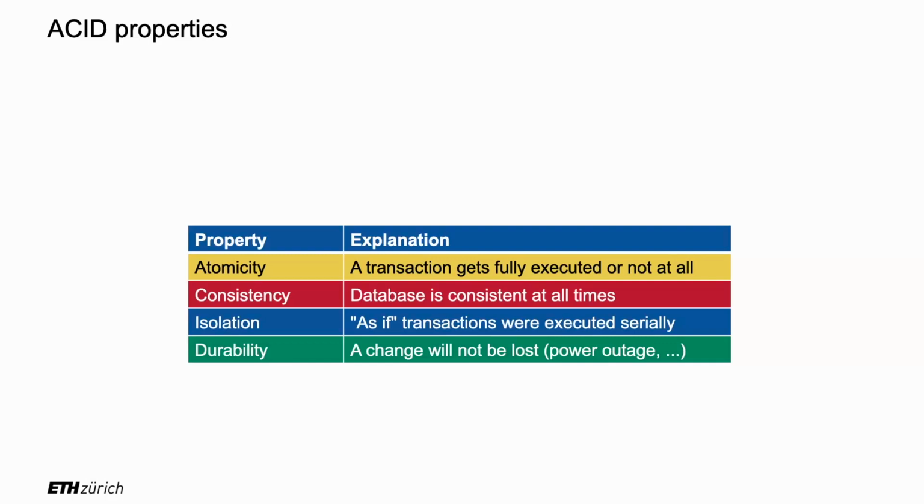Isolation means that Alice and Bob shouldn't even know that they're both there. It should feel like they are the only users of the database. That's called isolation. So PostgreSQL should make you believe that you're the only person interacting with the database.